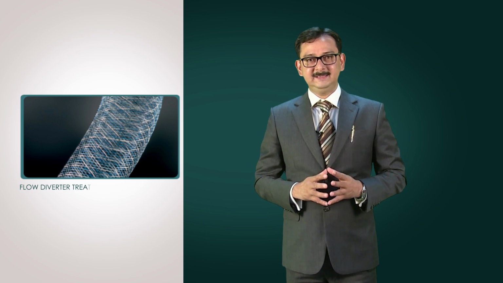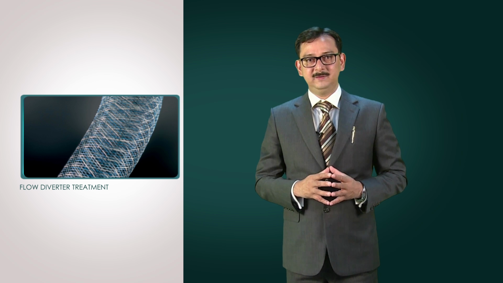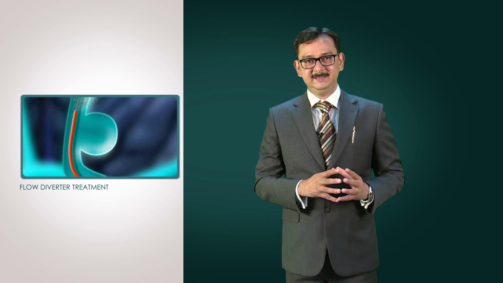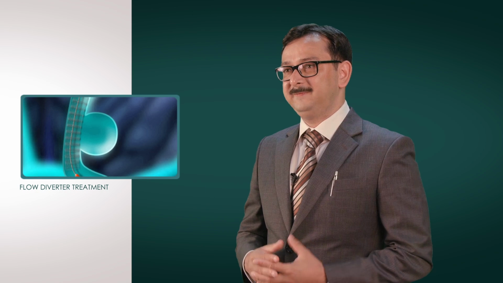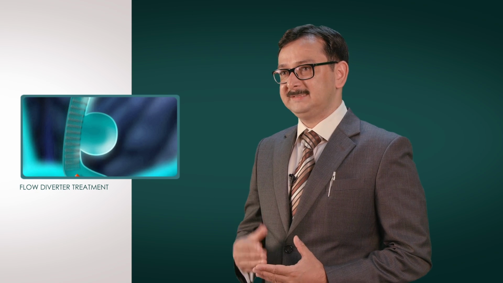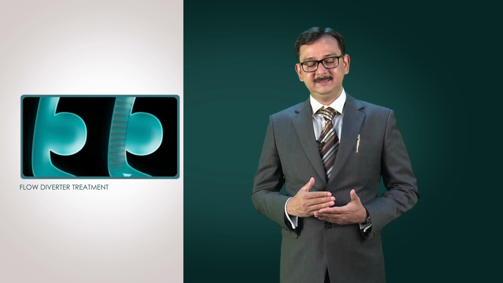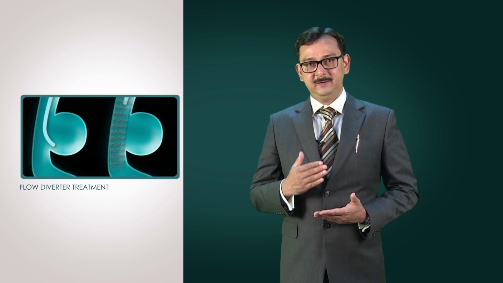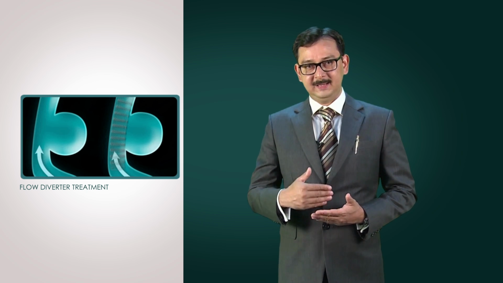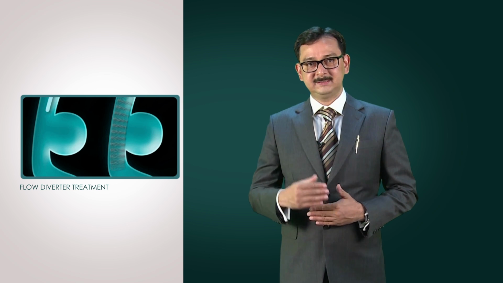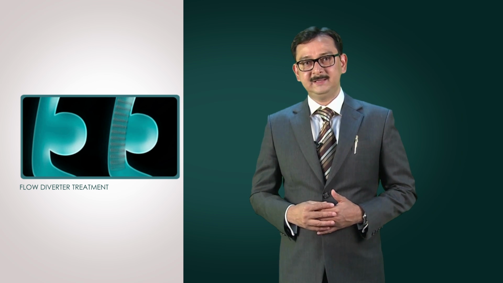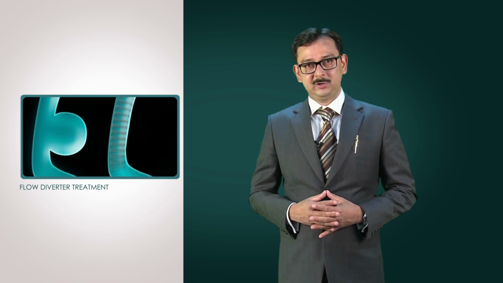Recently, the endovascular technique has evolved from the coiling technique to the flow diversion technique. In the flow diversion technique, we use a special stent which has a dense mesh of about 48 or 64 wires woven together. This special stent is known as a flow diverter, and when it is placed across the aneurysm, it causes immediate flow arrest within the aneurysm and promotes thrombosis.